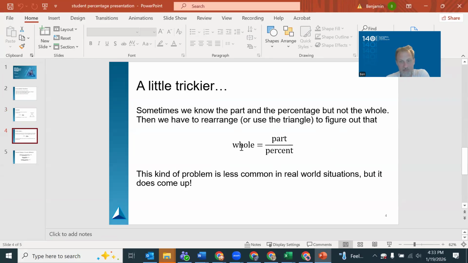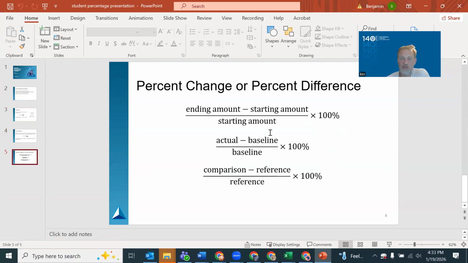I'm just pointing out the whole equals the part divided by percent. So the only other formula that shows up, and we'll do a lot of applications in workbook 1, but the only other percent formula that you need is percent change or percent difference. And I wrote 3 different versions of this. You can write all 3 of these down.